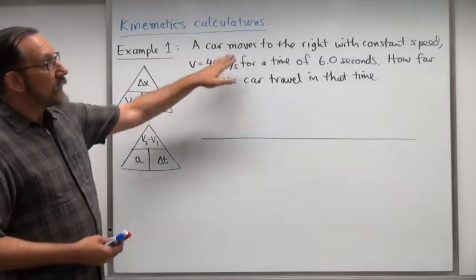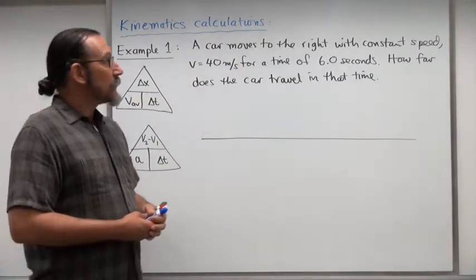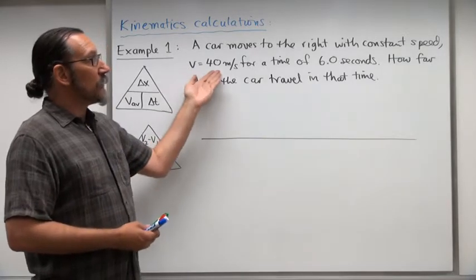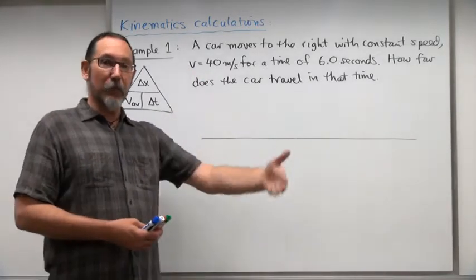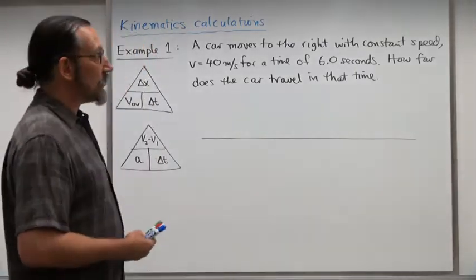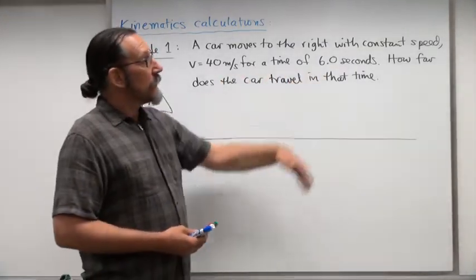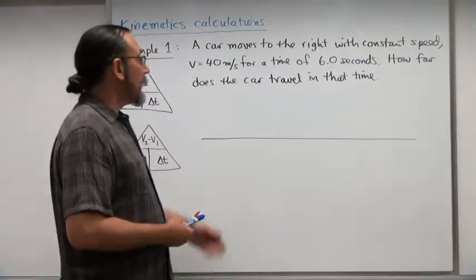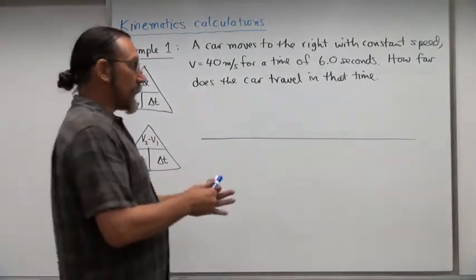So we're told we have a car that's moving to the right with constant speed, and the speed is 40 meters per second. So every second it covers 40 meters, and then the next second it goes another 40 meters, the next second it covers another 40 meters. And we're told it travels like that for 6 seconds, and we want to find out how far it travels in that time.